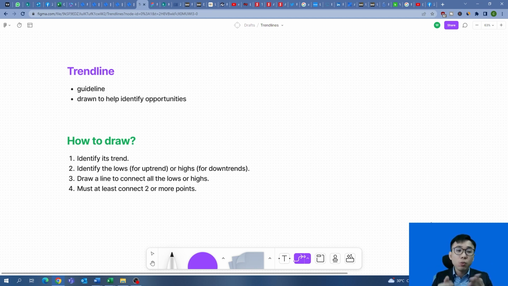At first, we need to identify its trend. The second thing is that we need to identify its lows if the whole trend itself is an uptrend, or we have to identify the highs if the whole trend itself is going in a downtrend. And then after that, we need to draw a straight line, slanting of course, to identify the trend itself or to emphasize the trend at all the lows or the highs. And last but not least, the most important thing is that in order to draw a trend line, you need to connect at least 2 or more points. The more points that you can connect, the better.